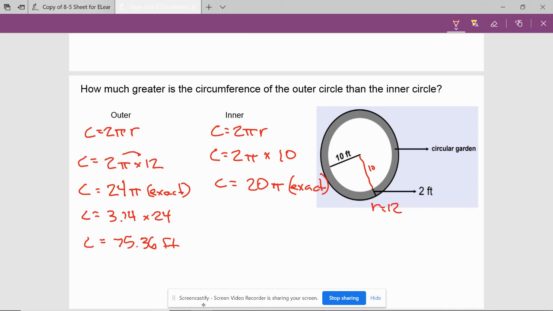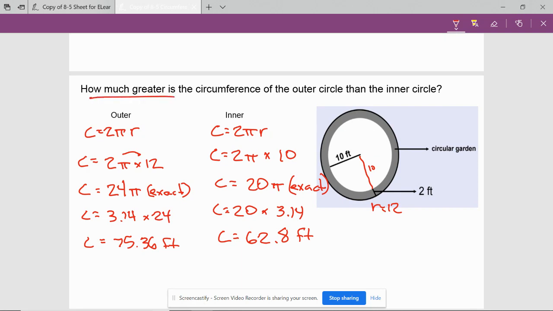So let's go ahead and multiply out the 20 times 3.14. Okay, so our circumference is going to end up equaling 62.8 feet. Now that we know the circumference of both circles, we want to know which one is greater.